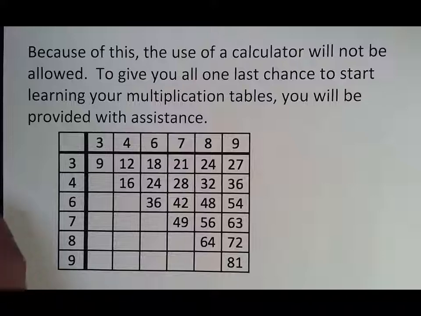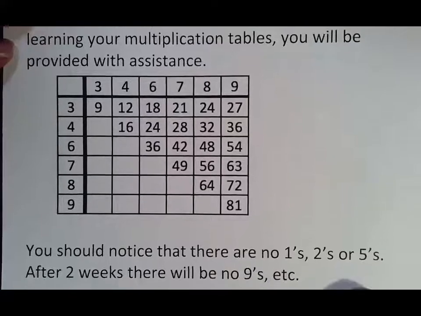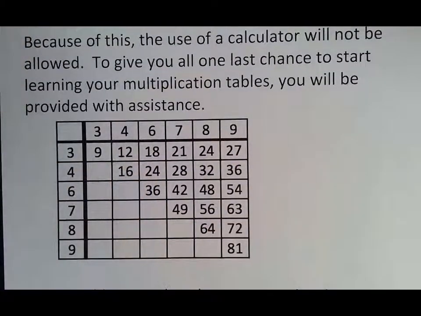To give you all one last chance to start learning your multiplication tables, you are going to be provided with assistance. You should notice that there are no 1s, 2s, or 5s in this. This is what's typically going to be on your sheets. If your teacher is doing it similar, they can even have them up on the wall, but typically this is going to be on your sheets. But again, there's no reason for me to put 1s on there.